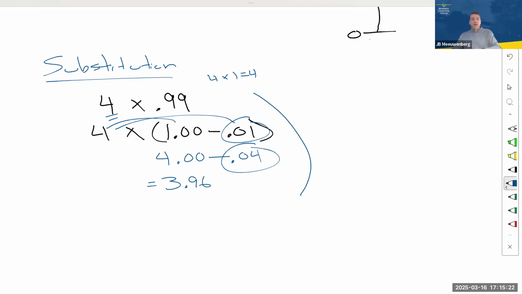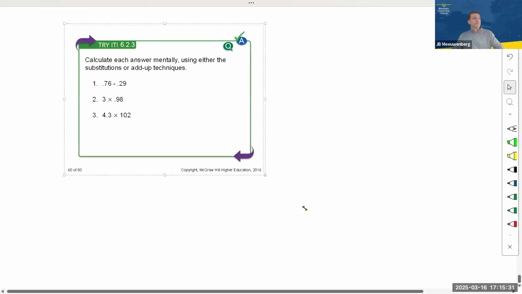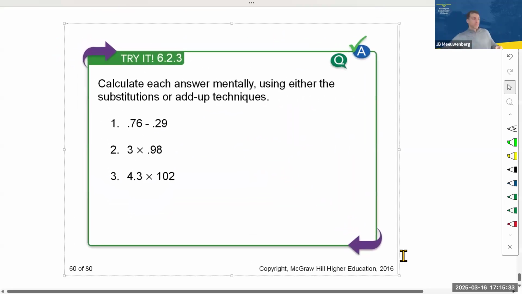So why don't you go ahead and try a few of these using any of these techniques that we talked about so far. We will do these 3 problems. Give these each a shot.